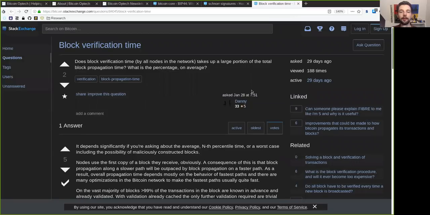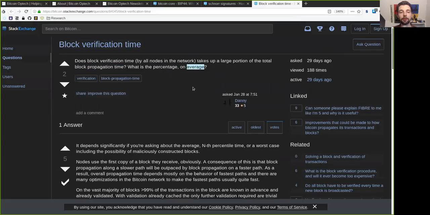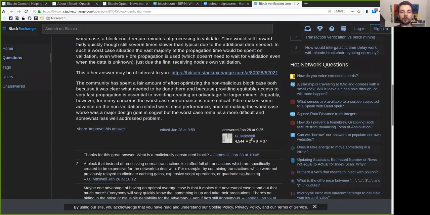And jumping right here into the Q&A, the question is from Danny. Block verification time: does block verification time by all nodes in the network take up a large portion of the total block propagation time? What is the percentage on average? And here is the very thorough answer by G. Maxwell.